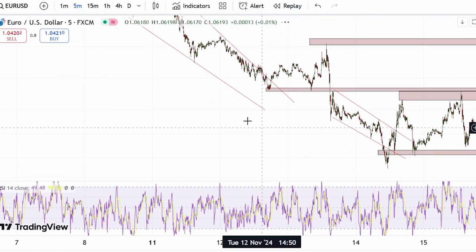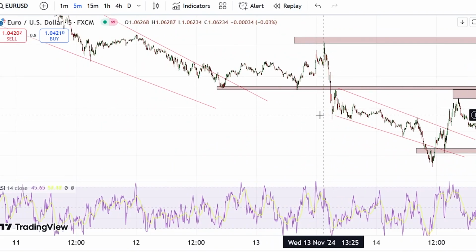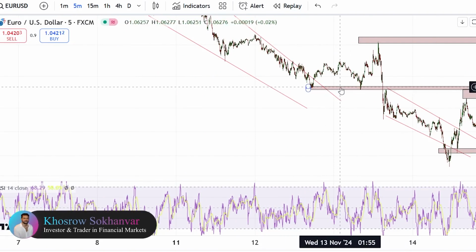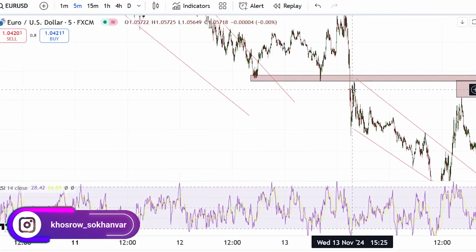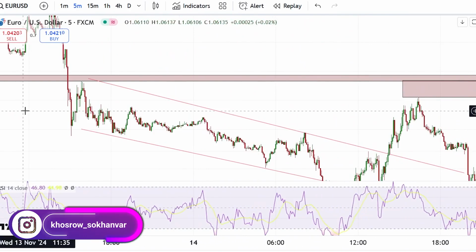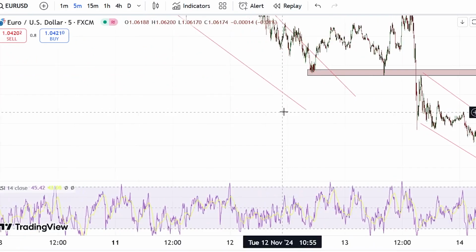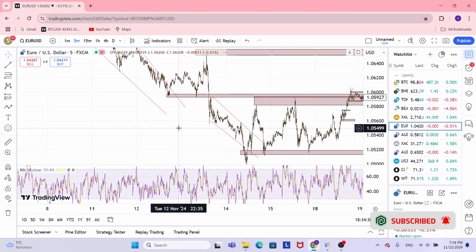Okay, so after finding these spikes and breakouts, try to find the zones which have been broken by those spikes. Then try to see if the price went back to that zone or not. Okay, this was for this episode.